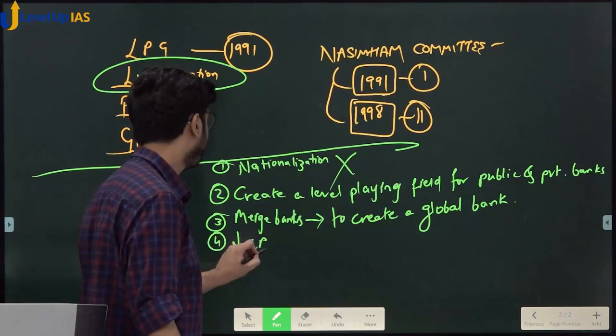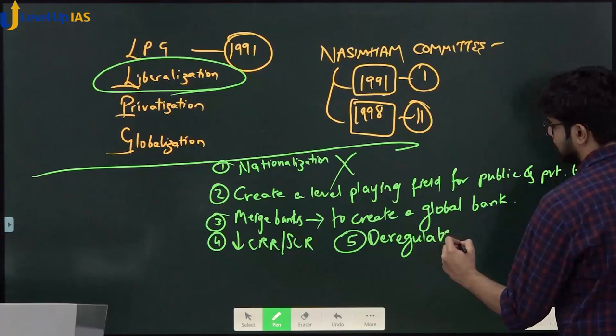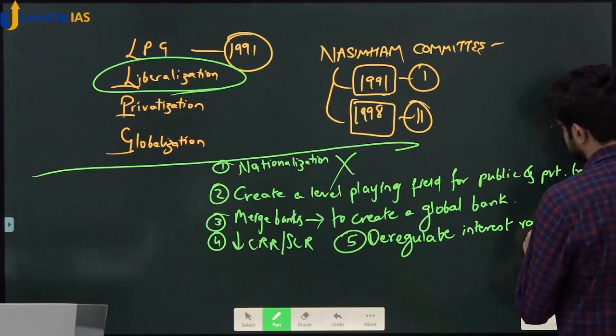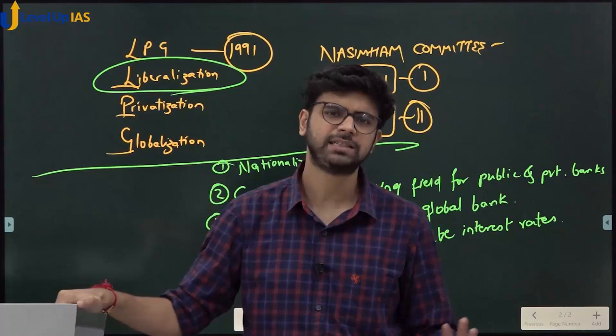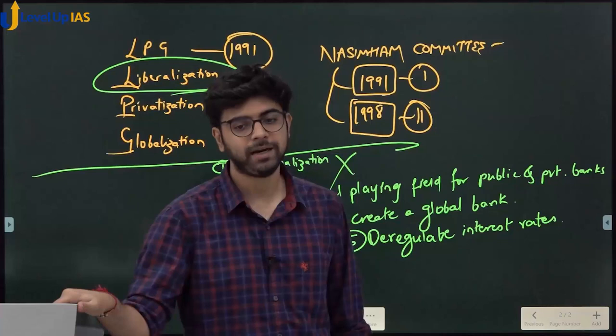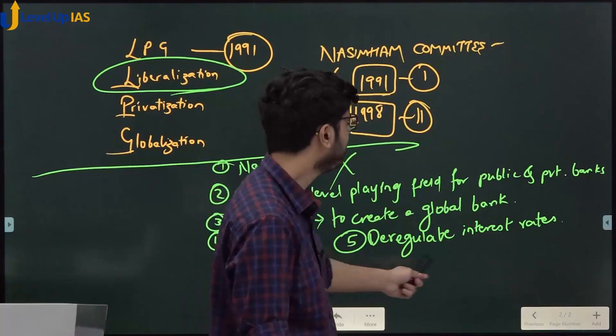Then, see this. Deregulate interest rates. Matlab kya? Government should not control interest rates, and then later on that function was given to RBI to reduce or increase interest rates depending on the policy. But even now you notice that government or RBI does not act impulsively. Ki aaj shock ho gaya, so today immediately rate increase. It does not happen. It sees, it waits, it watches, and then it does. Deregulate interest rates. Don't have complete iron fist on interest rates.